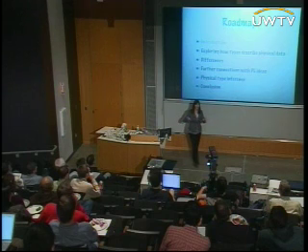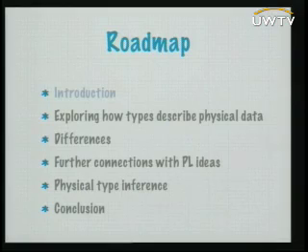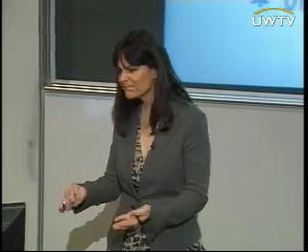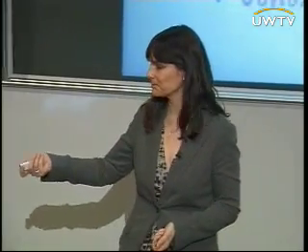At this point, I've set up the stage of what I'm going to be talking about, and this slide gives a roadmap for the rest of the talk. In the next section, I'm going to talk about how physical types allow us to describe the kinds of data formats that I've been showing you. Then I'm going to talk a little bit about how physical types differ from standard types, and talk about other connections between programming language ideas and the problem of ad hoc data description. Then physical type inference, and then conclude.